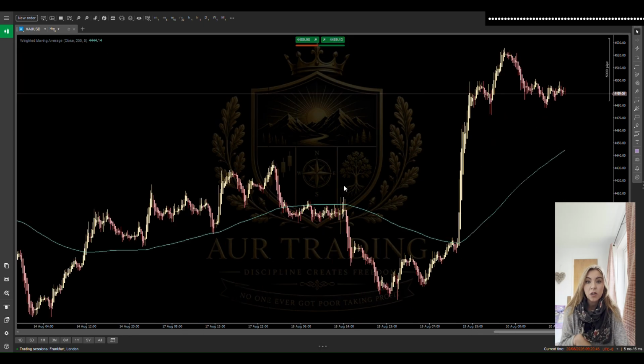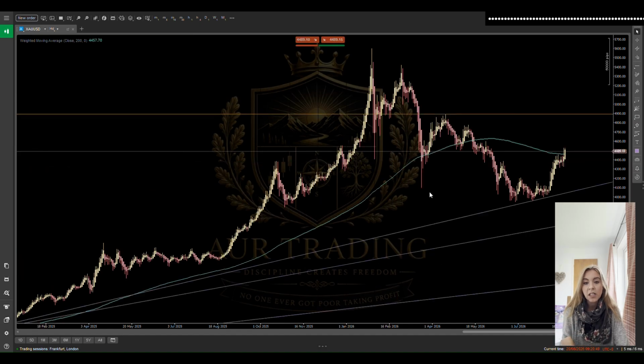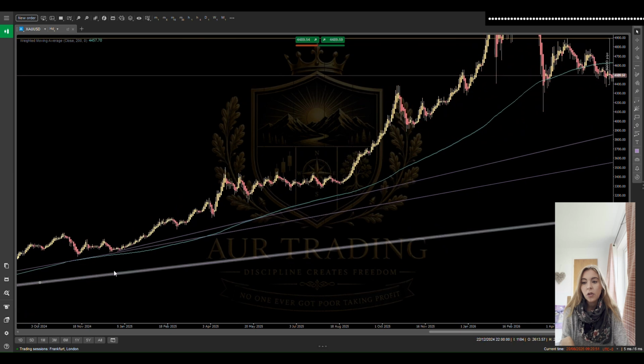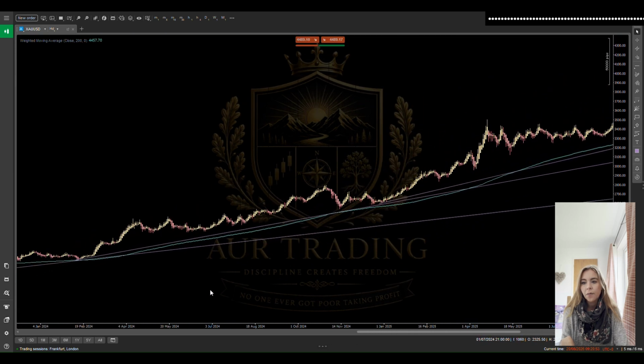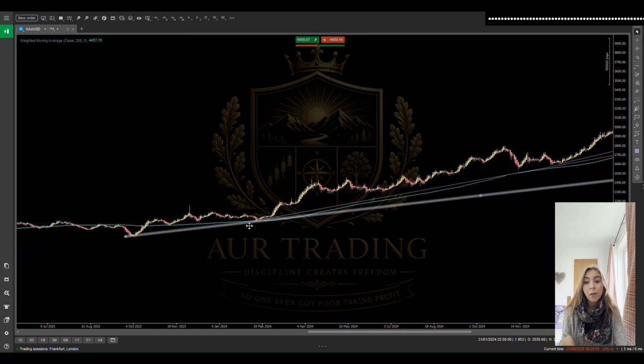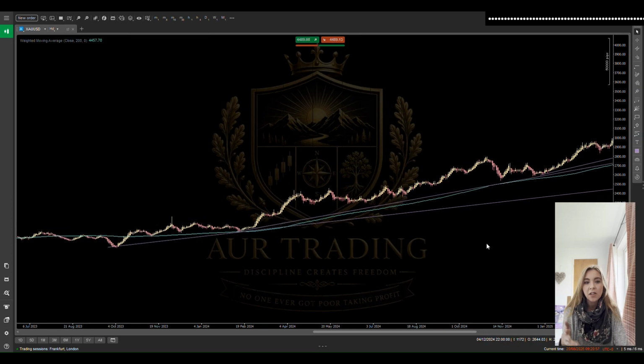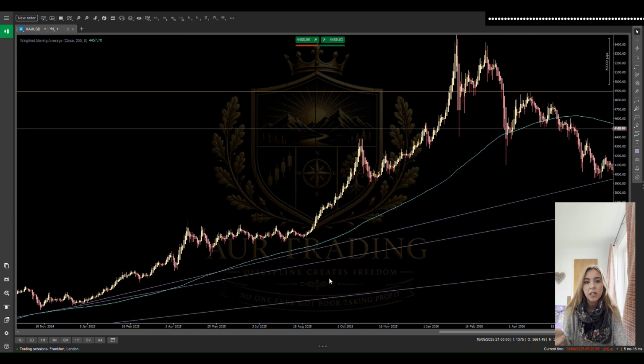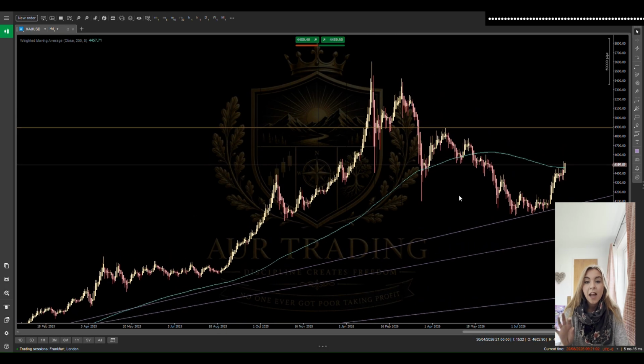You can use this WMA on any time frame. So the daily, as you can see from the daily, you could have got in here when it went above it and just held that trade. Imagine if you held all that trade. That would be amazing. Now the exciting thing is gold has just crossed the WMA on the daily, so I'm keeping an eye on that.